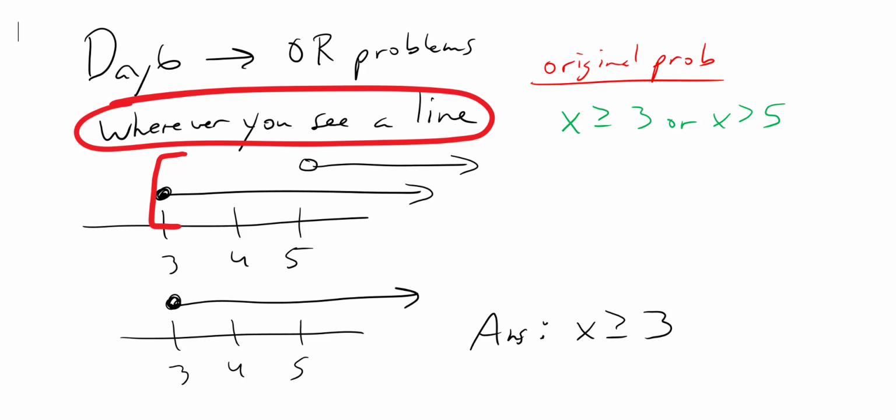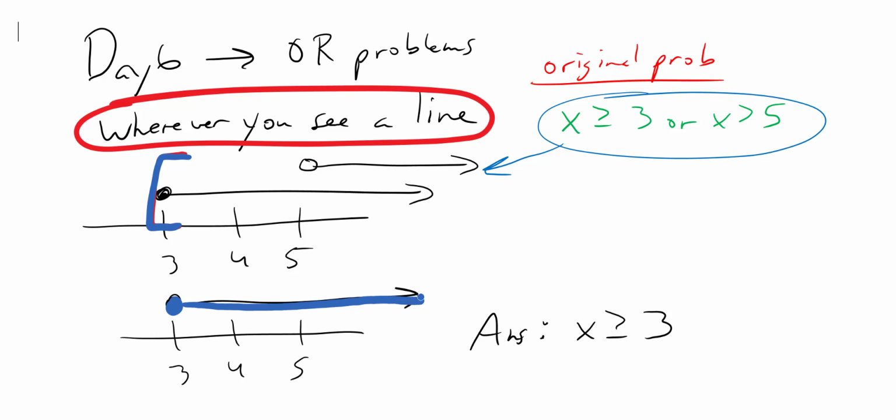With this information, you're going to draw both those graphs, and then look at it and say, oh, it starts right here, so I can make my graph starting at 3 and going to the right. Then to come up with the answer, you look at the graph like we've done before and say, x is greater than or equal to 3. Really not difficult. Just remember, OR problems are wherever you see a line, and AND problems and between problems are where it overlaps. Got to get that straight.